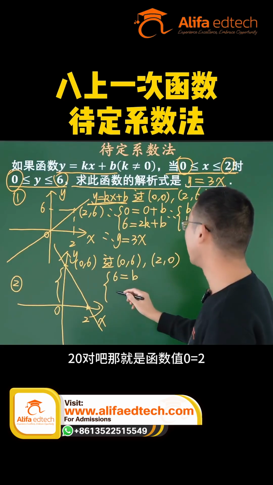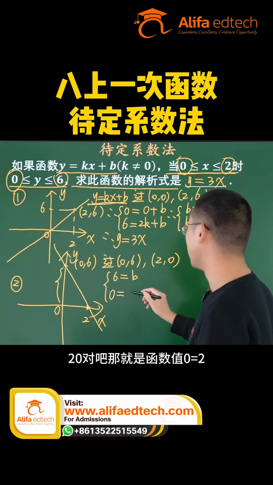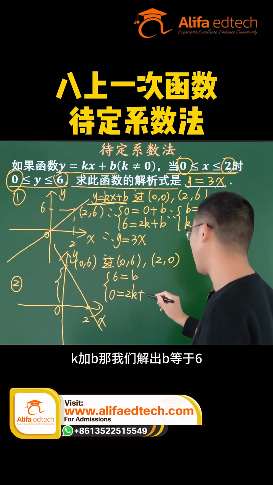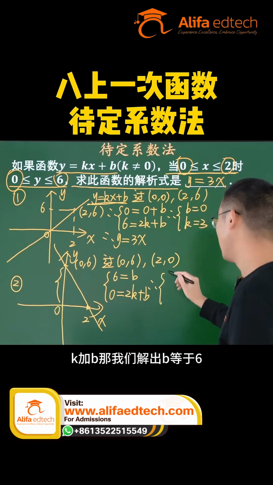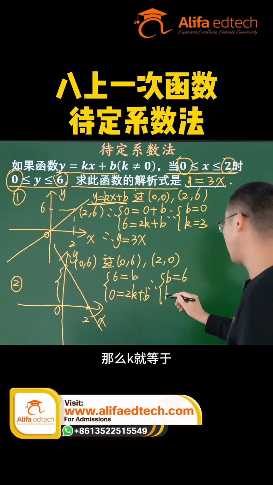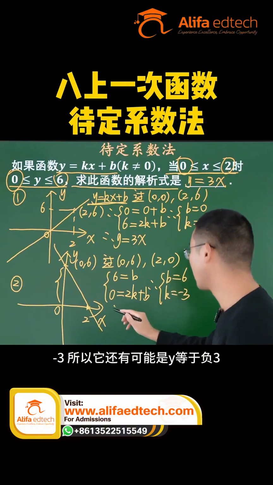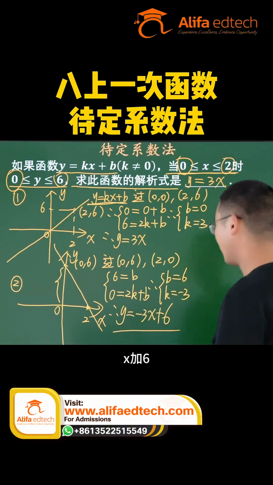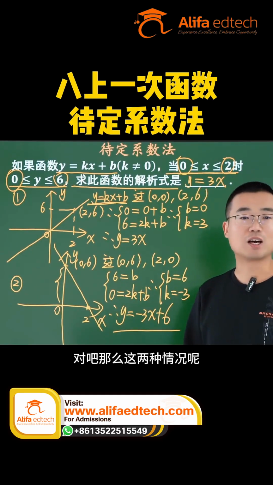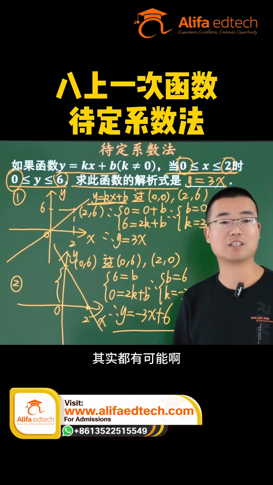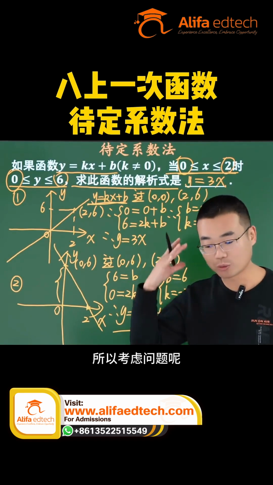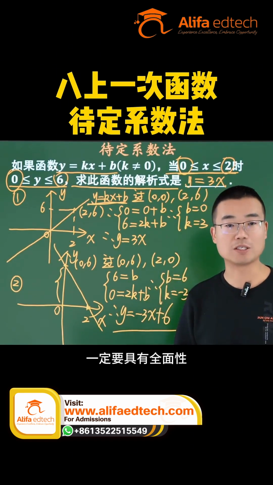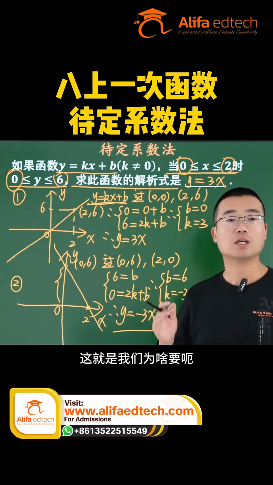So if you take these 2 points and put them into the function formula, let's look at the first one, 0, 6. So 6 equals b. The second one, 2, 0, right. So the function value 0 equals 2k plus b, we solve that. B equals 6, then k equals minus 3. So it's possible that y equals minus 3x plus 6, right? These two situations are both possible. Both are possible. So when considering the problem, you must be comprehensive.